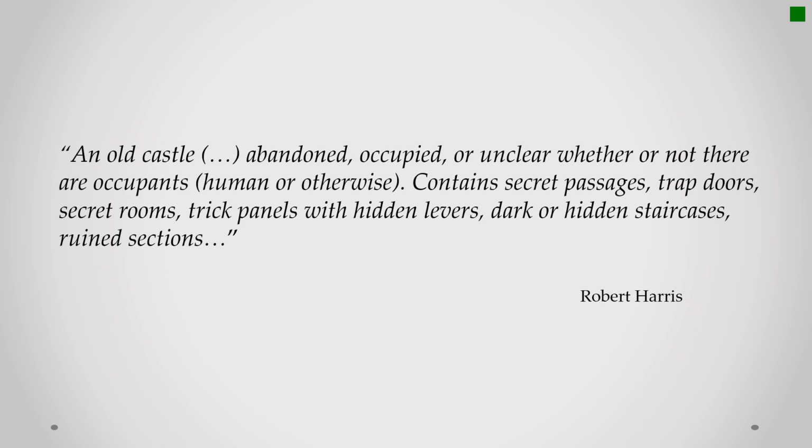In both stories, the place where the action takes place can fit perfectly Robert Harris's description of what a Gothic novel setting is like. He says, an old castle, abandoned, occupied, or unclear whether there are occupants, human or otherwise, contains secret passages, trapdoors, secret rooms, trick panels with hidden levers, dark or hidden staircases, ruined sections.